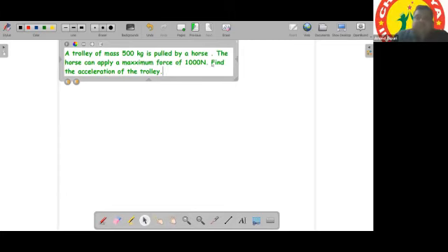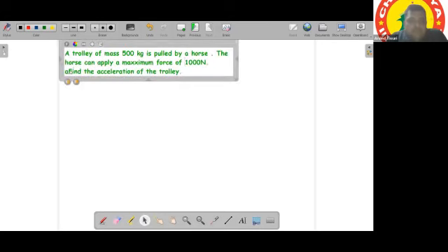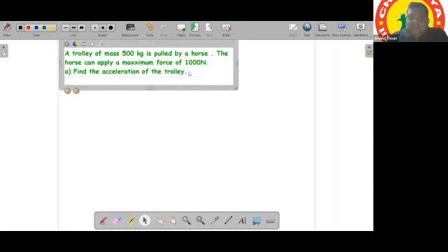And let's make the question something. Find the acceleration of the trolley. Then second thing, all of you will do this question.